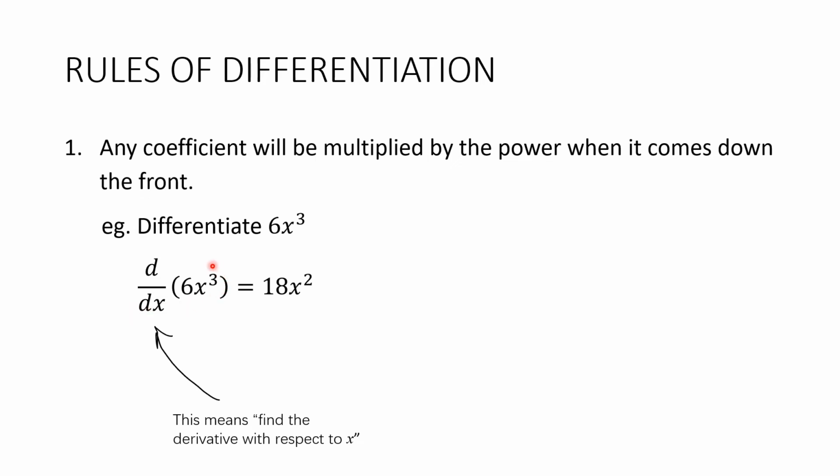Okay, the 3 comes down, multiplies by the 6 and gives us 18x. Drop the power by 1. So the derivative is 18x squared.